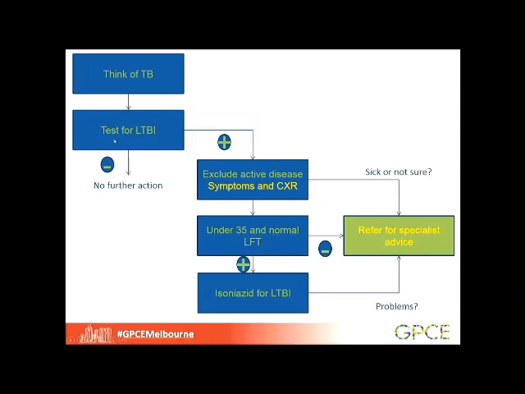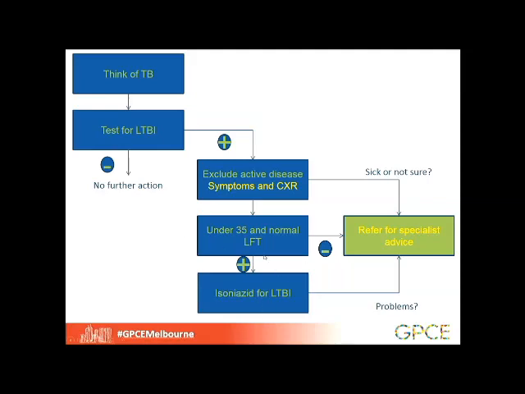So it's a fairly simple model they have. One, think of TB, do a test for latent tuberculosis. If that's negative, then there's no further action. If it's positive, then it's very important that you exclude active TB by taking a history and also doing a chest X-ray. If either of those are abnormal, then you've got to do the microbiological test, because what you don't want to do is take a single drug that you use for treating latent TB and then treat active TB with that single drug. A, it won't work, and B, you'll just get drug resistance.